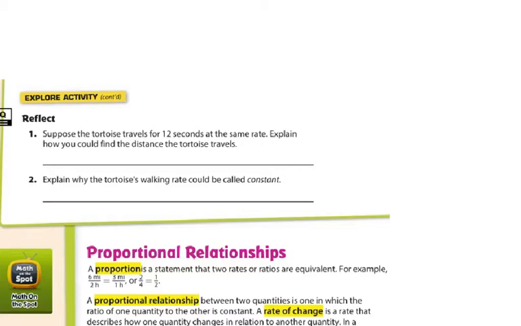Hi friends, you should be on page 124 at this point, so go ahead and flip your page if you didn't already. And I want to talk through the reflection questions here. Remember that on the previous page we had that tortoise going 3.5 inches each second for 1 second. And so the question here says, suppose the tortoise travels for 12 seconds at the same rate. Explain how you could find the distance that tortoise travels. So go ahead and take a second to think about it.